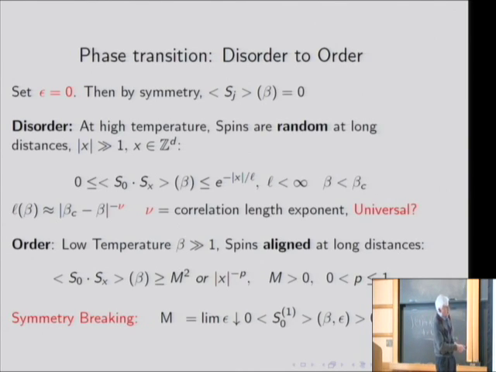And the ordered phase is the following. At low temperatures, the spins are aligned. So they try to look like the ground state. And remember, we said the ground state, or the lowest excitations, were all very much ordered. And so that means if I look at the spin at 0 and x, it will be, let's say, larger than some m squared. That would be like a magnetization in the system. Or it could decay like a slow power law. That can happen too. And we'll see an example of that.